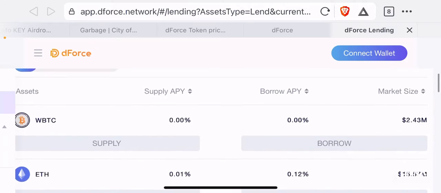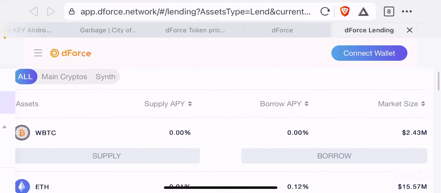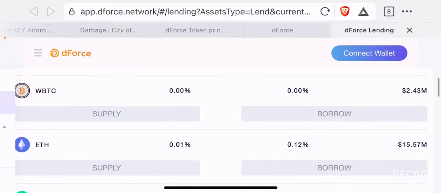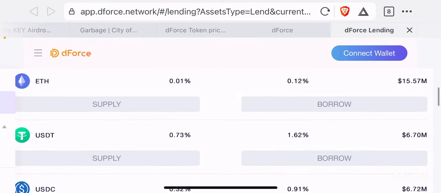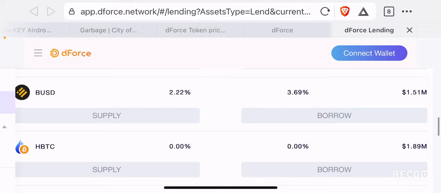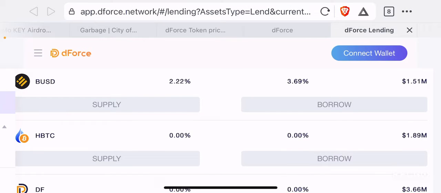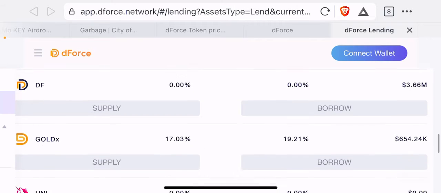So if you see, they have several different tokens that are available. For wrapped Bitcoin, there's no supply APY as of now, but it will probably be updated in the future. For Ethereum, you have 0.01% supply APY, not really that great. If you see USDT 0.73, again very low for crypto standards. BUSD has a slightly decent APY, 2.22%, but compared to other platforms, it's nothing, right? HBTC literally has nothing. DF has nothing.